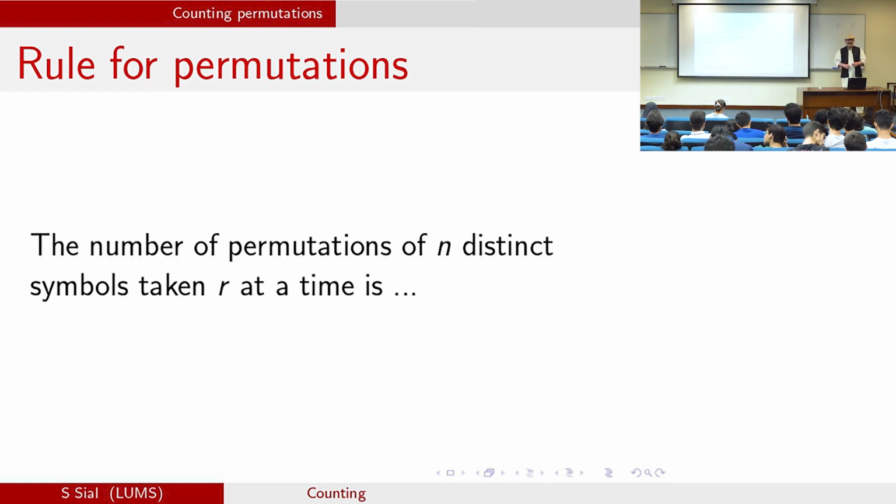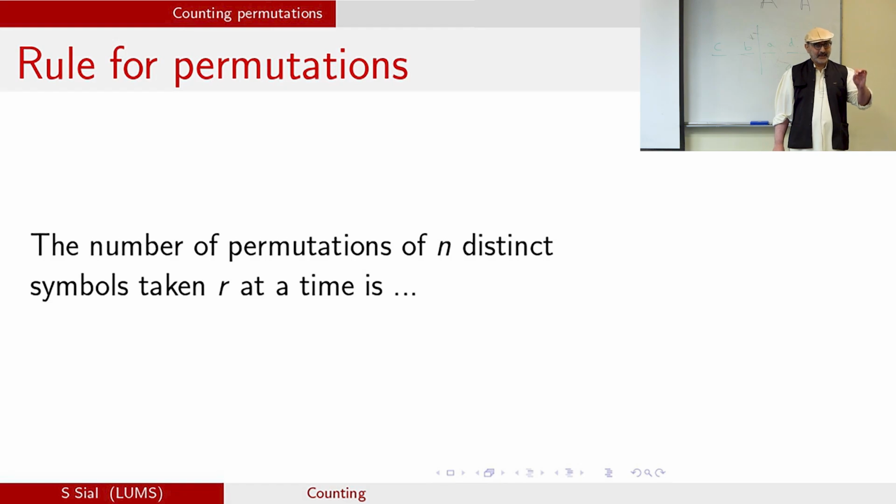I have n distinct symbols. I'm going to select r of them without repetition. So I've got n in a box. I'm going to put r of them out on the table in a line. And then there will be n minus r left over. So how many ways are there of doing that?